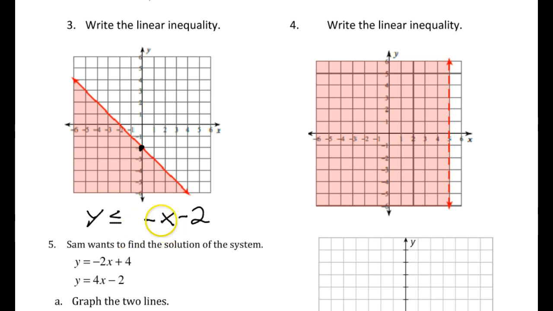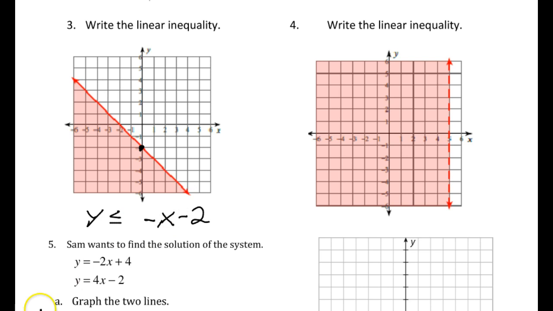y is less than or equal to -x minus 2. And don't forget to simplify. Any fraction can be simplified, so simplify it. If it's 1, drop it off. If it's -1, just make sure the negative sign is there.